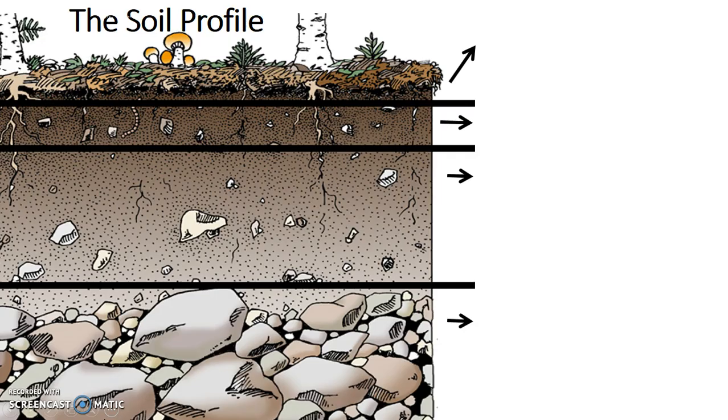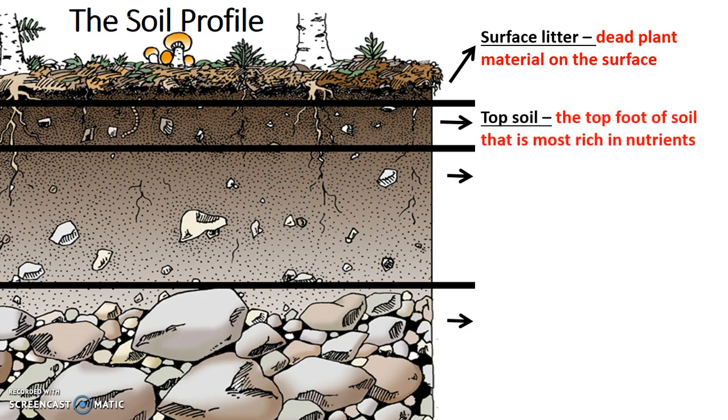So first, we're going to talk about the 4 layers of soil. If you were to take a cross-section of the very top of the Earth's crust, this is what it would look like. On the very top would be the top layer of soil. That's called surface litter. Dead plant material on the surface that's rotting, and as it's rotting away, adding organic matter to the soil. Directly below surface litter, there's a layer called topsoil.